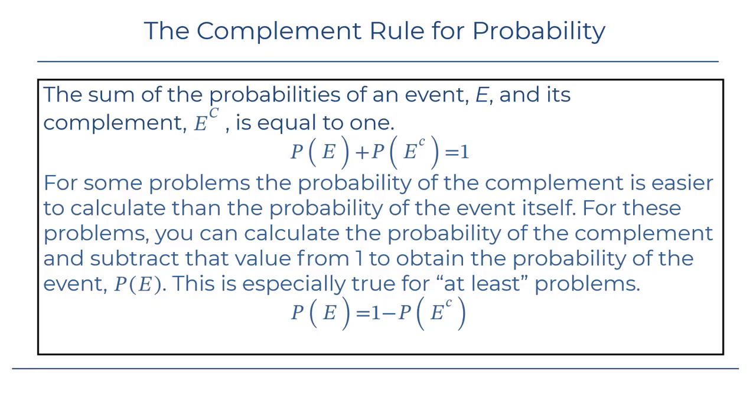Now that we understand the complement, let's discuss the complement rule for probability. We know that the sum of all events in a sample space is equal to 1. Therefore, the probability that an event E will occur and the probability of its complement, E^C, is equal to 1, or P(E) plus P(E^C) is equal to 1. This rule is especially helpful for "at least" problems. For instance, the probability that I'll roll at least 2 2s is equal to 1 minus the probability that I don't roll at least 2 2s, or that I only roll 1 2, which is much easier to compute.